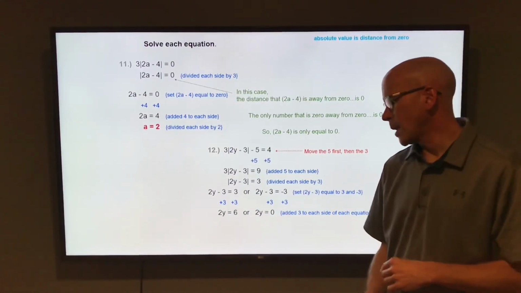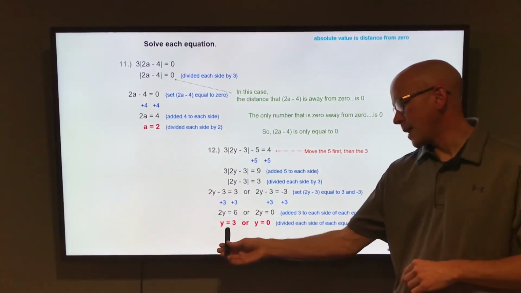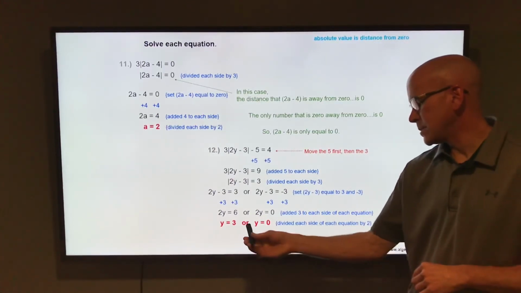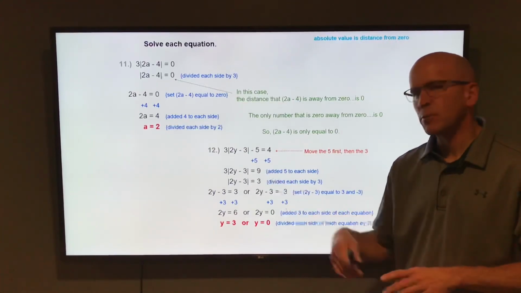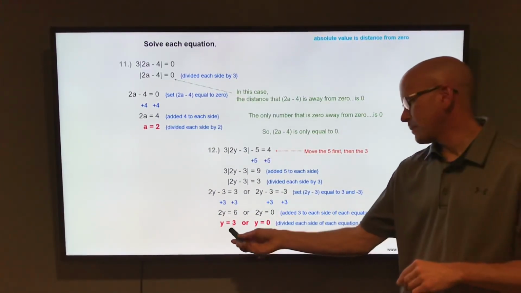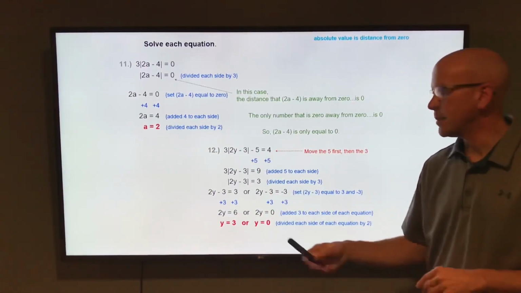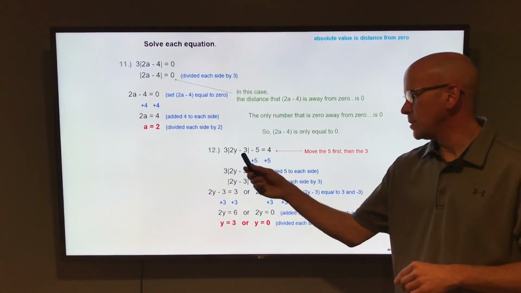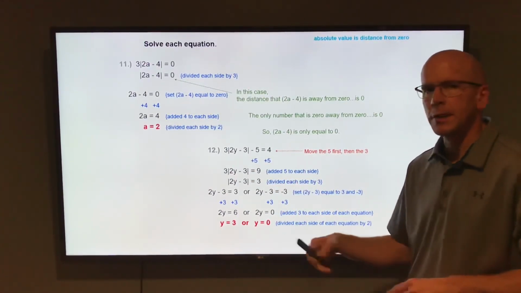Continue solving for y, divide each side of each equation by 2, and we do end up with y equals 3 or y equals 0. So that's saying the value of y in this equation is 3, and it's also 0. You can check those, put those back in, put 3 back in for y, 0 back in for y. You will get a true statement where both sides equal each other. You would get 4 equals 4 when you put both of those back in. Y equals 3 and y equals 0.